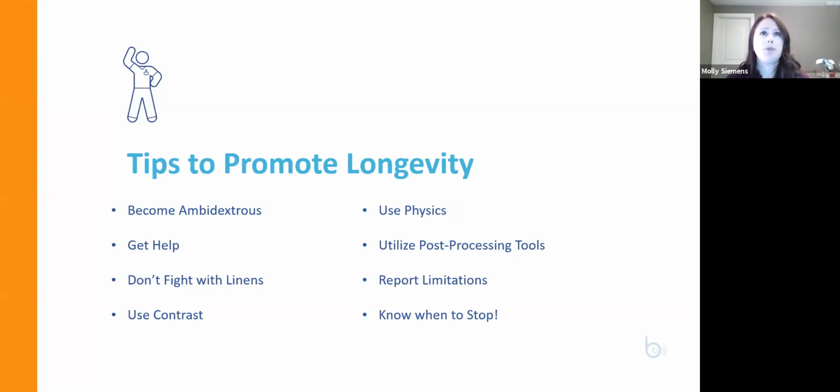Our final 2 bullet points, though, kind of go hand in hand. Knowing when to stop and reporting any limitations. And knowing when to stop is huge. I used to think that I was doing my patients a disservice if I didn't spend 40 minutes to an hour just trying to get textbook perfect images on morbidly obese patients. But friends, you cannot do that to yourself.